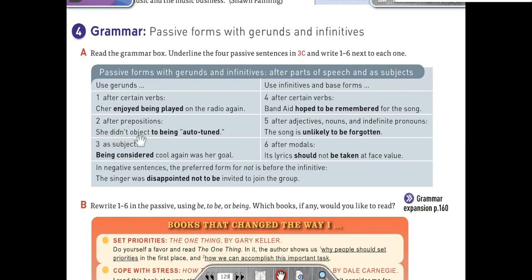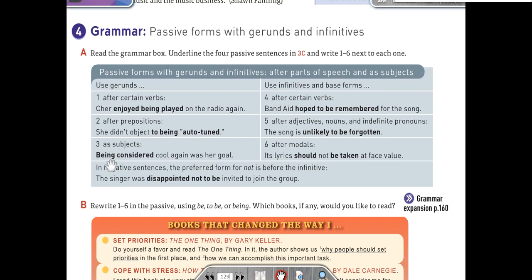She didn't object to being auto-tuned. En ser auto-tuned. Very good. Remember, we were reading about Cher, and auto-tune is when you use different technologies to improve your voice. Or even to say, okay, something like that.